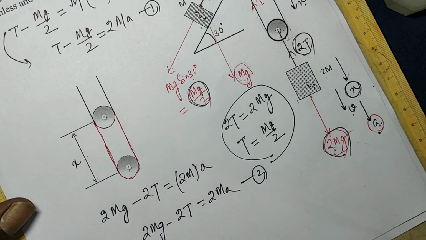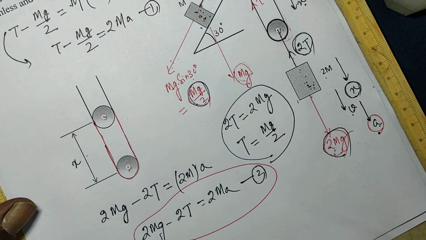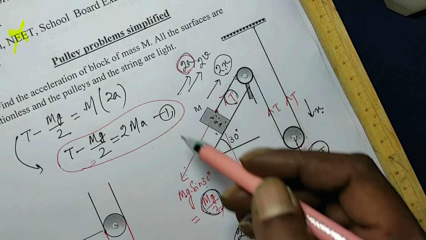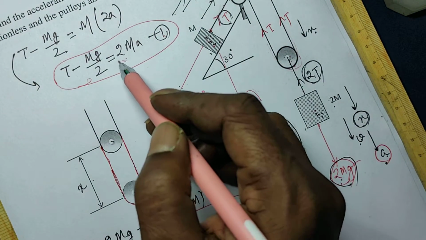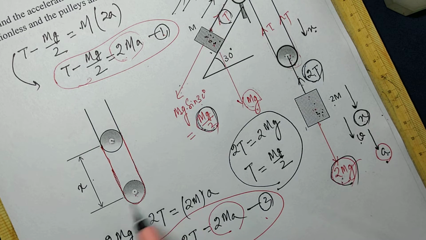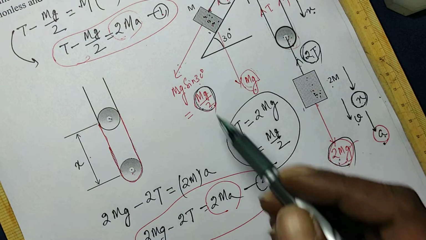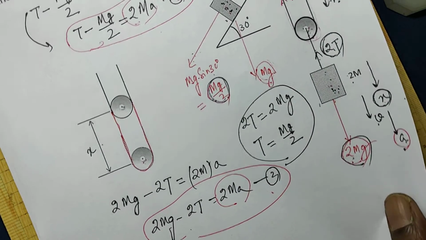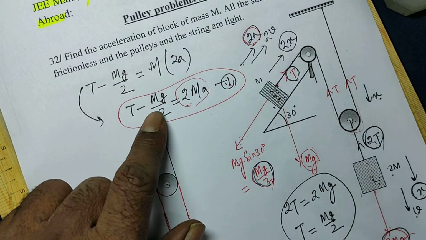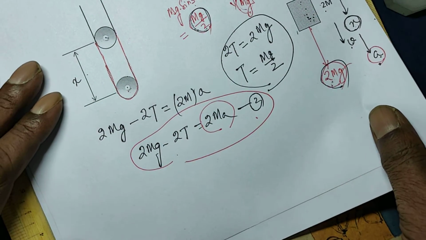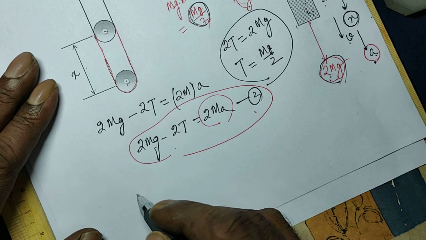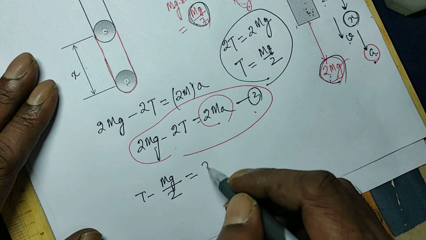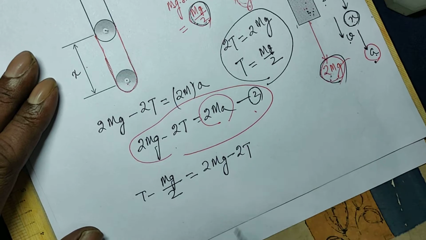Now let me encircle these with red for better visibility. Look at the right hand side of equation 1 and equation 2: 2ma and here also 2ma. So the left hand sides will be equal. The left hand side of equation 1 will be equal to the left hand side of equation 2. So now we can solve it. To do it faster, T minus mg over 2 is equal to 2mg minus 2T.